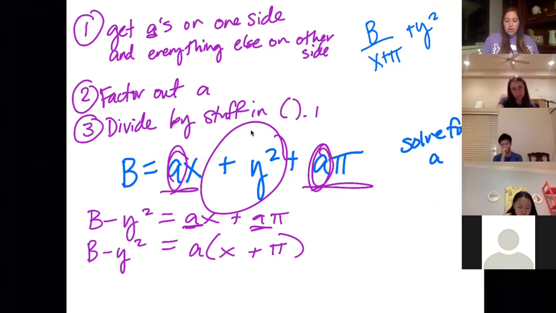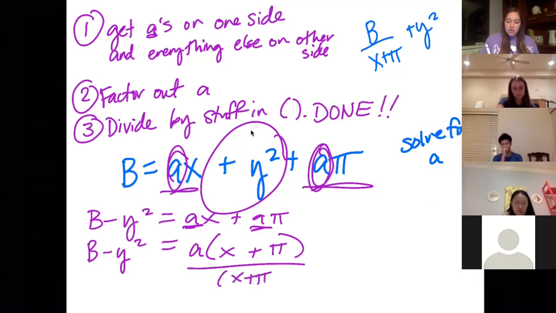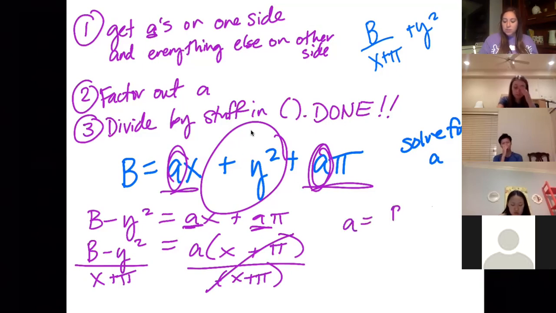And then you're done in all caps. Don't touch anything else, leave it be. So if I divide by the stuff in parentheses, then I'm just left with the a on the right side, which is what I was trying to solve for. And then on the left, which I guess you could switch around, my final answer would be a equals b minus y squared over x plus pi.